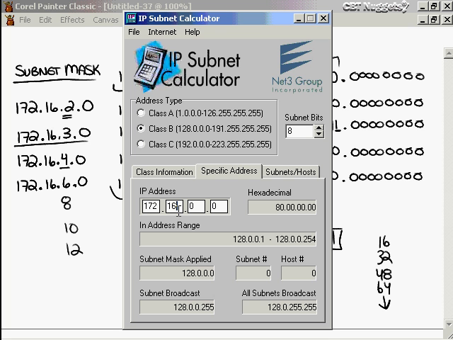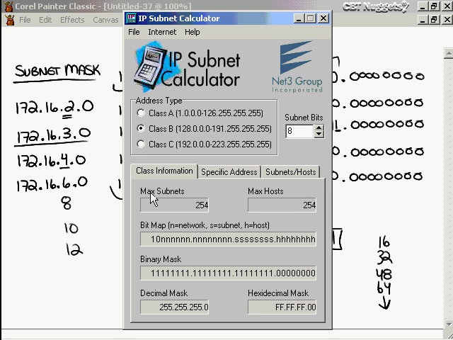And what we need to do is, if you remember our conversation before, we said we needed 250 hosts, and we decided that 8 bits within the subnet mask would get us there. Well, let's see if that's true. 8 bits in a Class B network with the specific address 172.16.0.0 is going to give you, you go to class information, and it's going to tell you the maximum number of subnets you can have, 254. On each subnet, the maximum number of hosts is 254, exactly what we had figured out before.